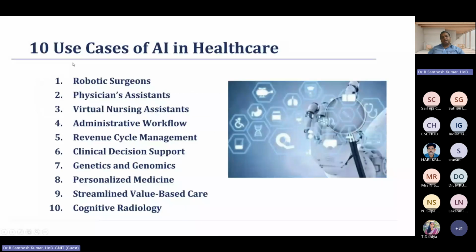10 use cases of artificial intelligence in healthcare. Artificial intelligence means we are using machine learning algorithms only. First one is robotic surgeons, then physician's assistant, then virtual nursing assistants, then administrative workflow, revenue cycle management, clinical decision support, then genetics and genomics, then personalized medicine, streamlined value-based care, cognitive radiology.